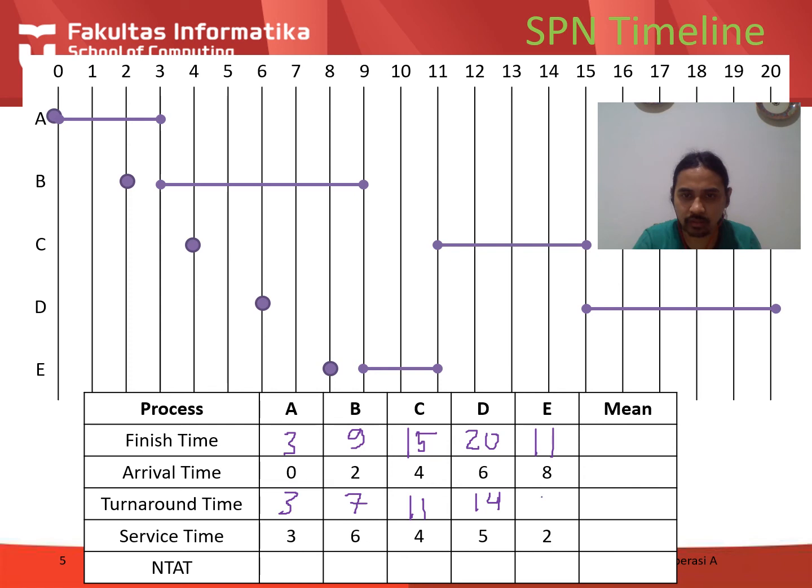and this is also 3. And the NTAT for each of them: A is still the best, which is 1, and B is now 1 1/6, which is the same. C is now 11 divided by 4, which is 2 and 3 quarters, and D is now 2 4/5, and E is now 1 and a half, which is far better.